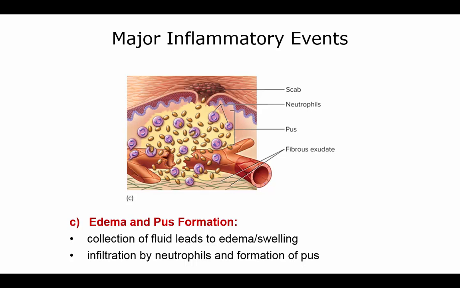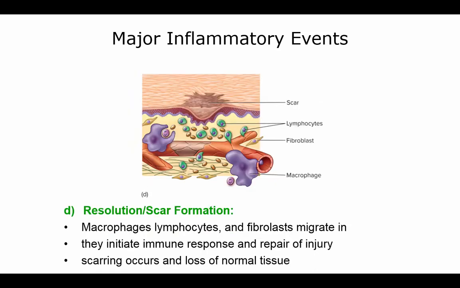So we've got all this blood moving towards that area. This is going to, again, increase the amount of liquid that's there, so we're going to see edema or swelling. We're going to see neutrophils jump into that area, try to eat or phagocytize foreign pathogens. That's going to lead to the formation of pus. And then finally, if enough cells have made their way there, the macrophages and fibroblasts are going to initiate an immune response. They're going to start repairing the injury.